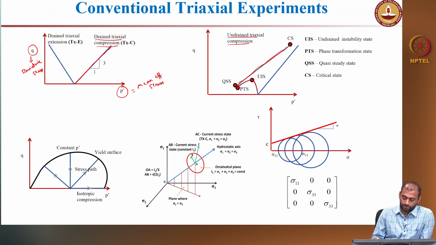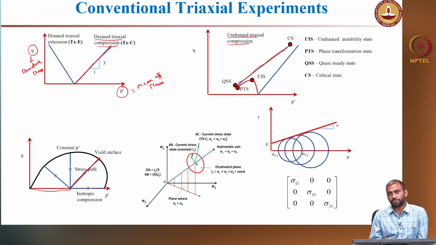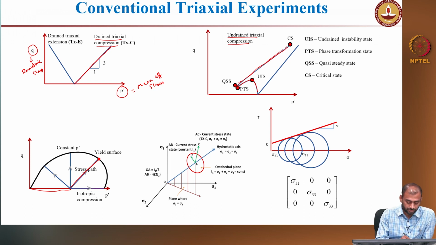In the P prime Q space, you isotropically consolidate the specimen. After that, you shear the specimen and find the failure point. If you want to construct the entire failure locus on this P prime Q space, you need to perform tests at different stress paths. That's what I was emphasizing, applying different stress paths to construct the failure locus.